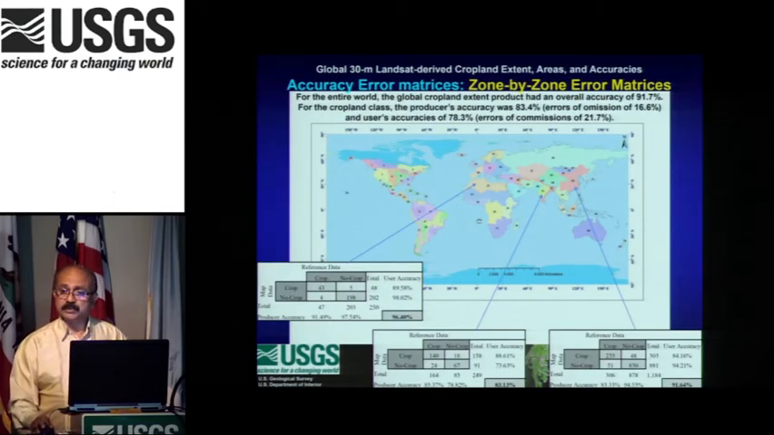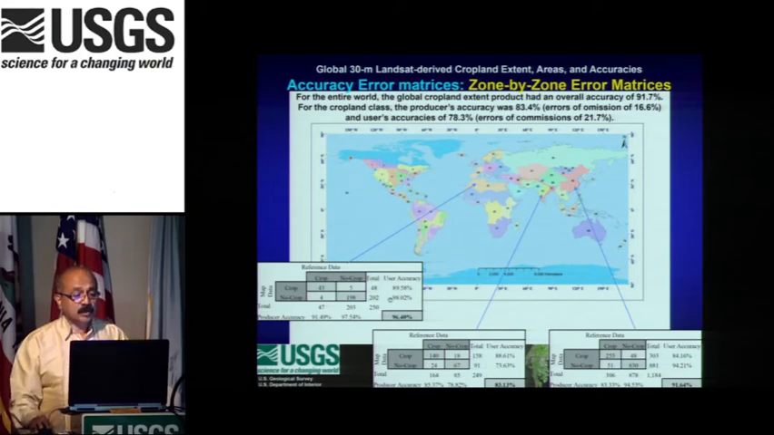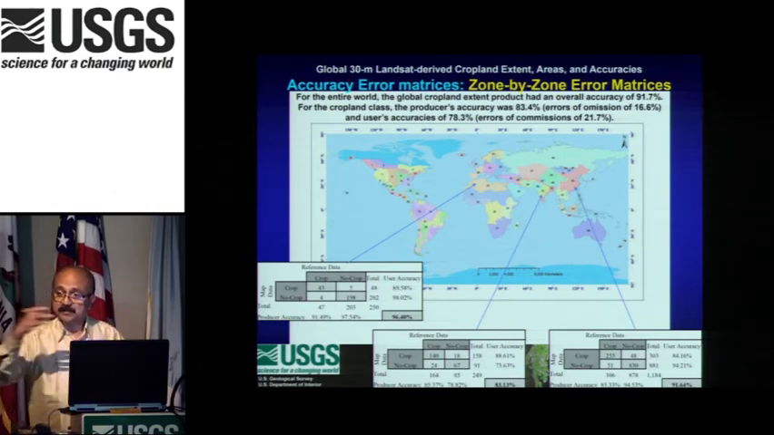For every one of the 72 zones, we have an accuracy error matrix. For example, for the zone in North Africa, the producer accuracy is 91.5%. That means we are missing 8.5% of cropland, so we have captured 91.5%. When people show, okay, look here, this is not captured, I say, okay, in that zone maybe we have not captured 8.5% of the cropland out of the 100% of the cropland that you have there. And commission error: user accuracy is 89%. That means nearly 11% which is non-cropland has come into cropland.